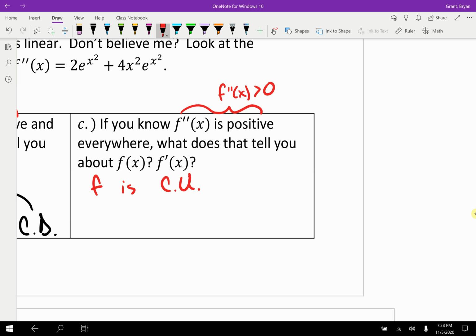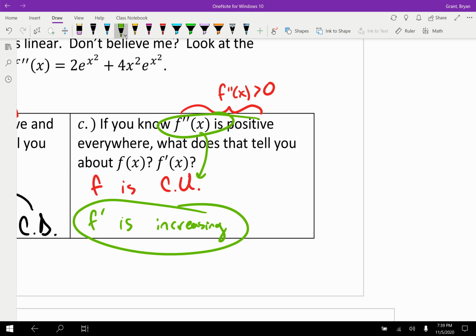Well, if f double prime is positive, then I think that's going to mean that f prime is increasing, right? And that's because f double prime not only talks about the concavity of f, it also talks about the slopes of f prime. And so if f prime has positive slopes, if f prime is going up, then f double prime is going to be positive.